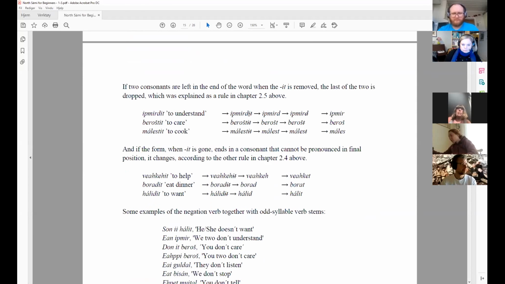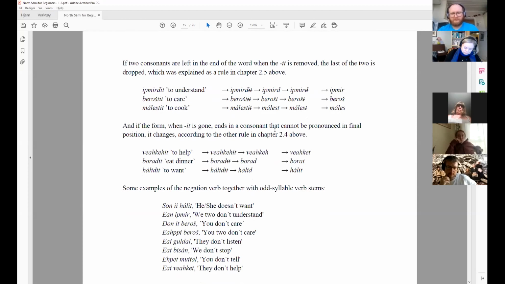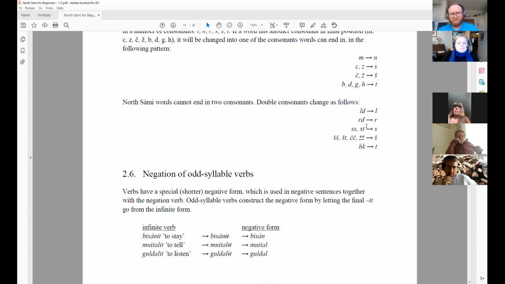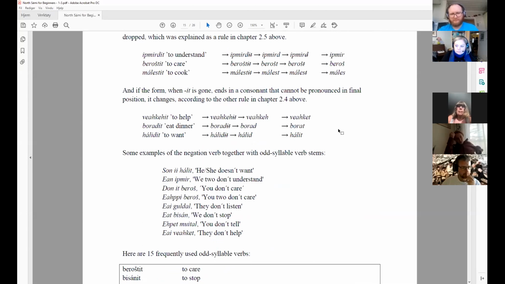But when you take away this it, if you have then two consonants, like in the word ipmirdit, to understand, when you take away the it, then you get ipmird. But it's not so easy to say mon in ipmird. So you say just mon in ipmir, because the last part of that double consonant disappears. And also berostit, to care, berosht, monin berosht. You don't say that, you say monin berosh. So here you drop the last part, according to these rules that I just told you here in chapter 2.5. So the double consonant becomes just, the first part is kept.